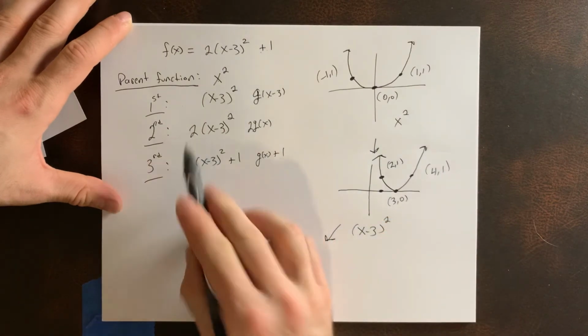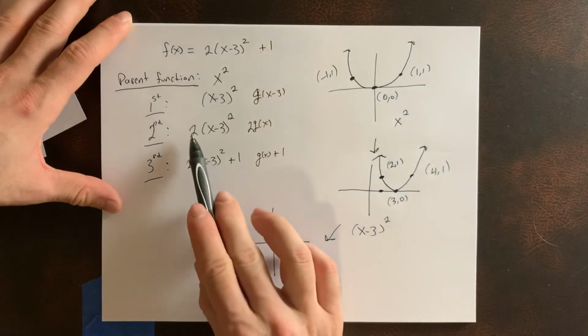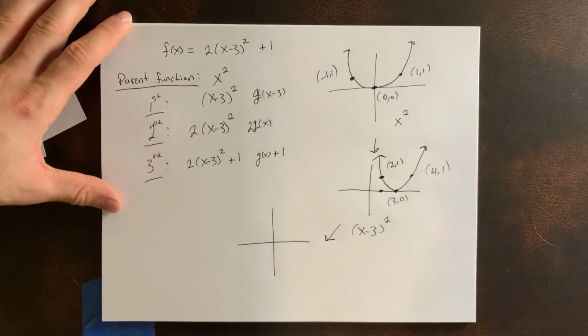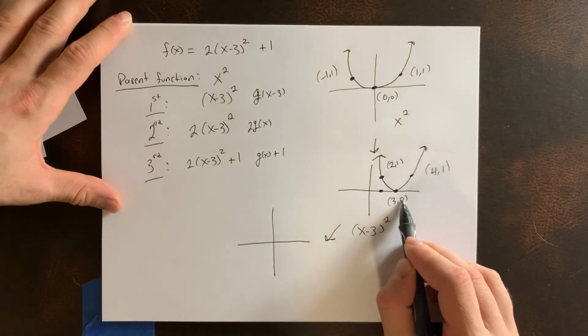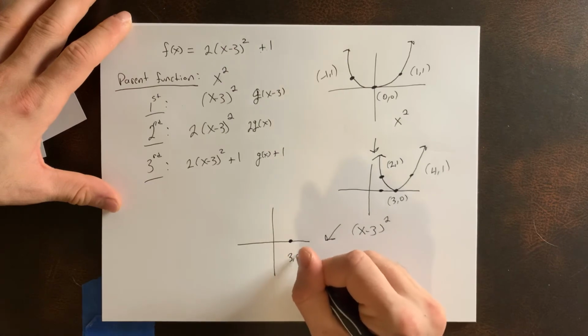So this next one is this 2. Let's draw another graph. So if you remember, when we have a 2 on the outside of everything multiplying, we're going to take all of our y's and multiply it by that number. So here's a y value of 0. Multiply it by 2, it stays 0. So we still have that point at 3, 0.